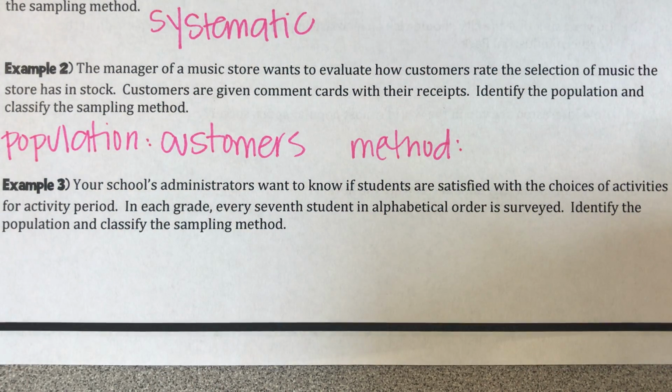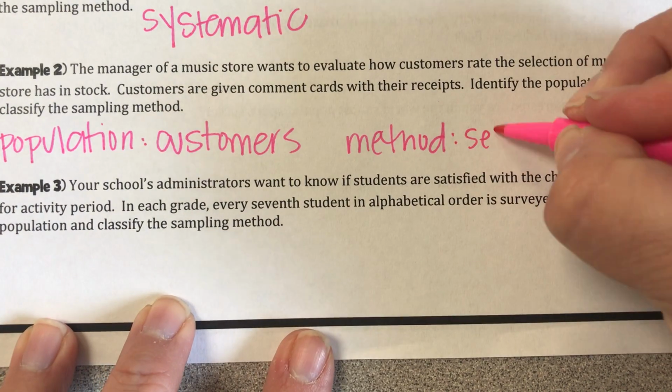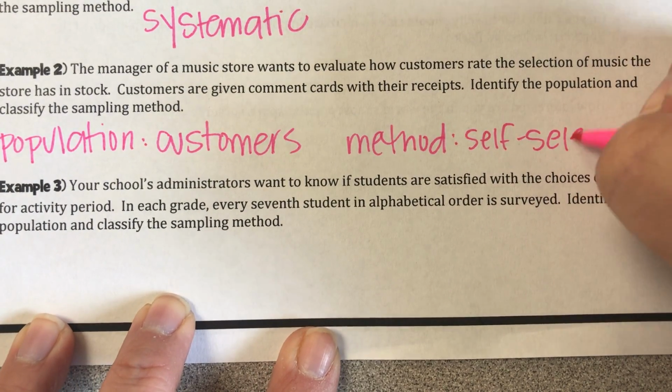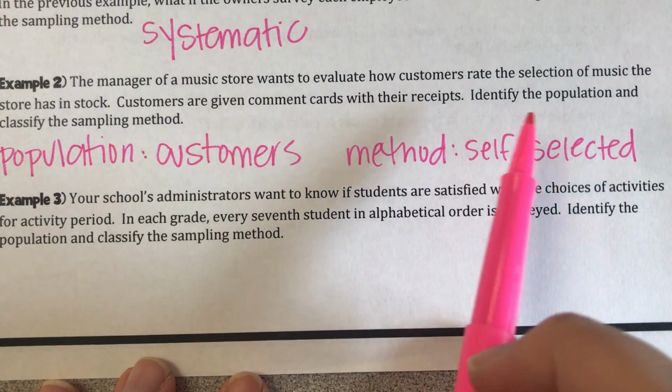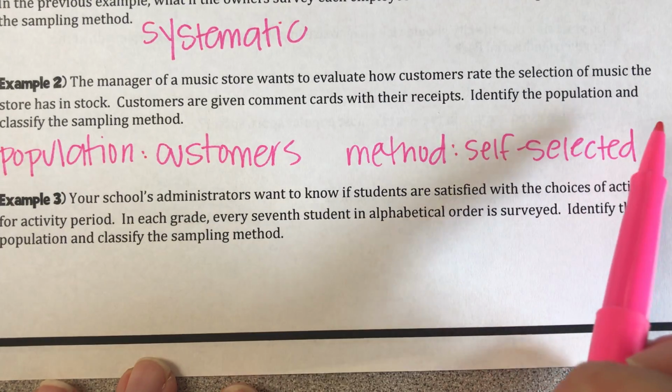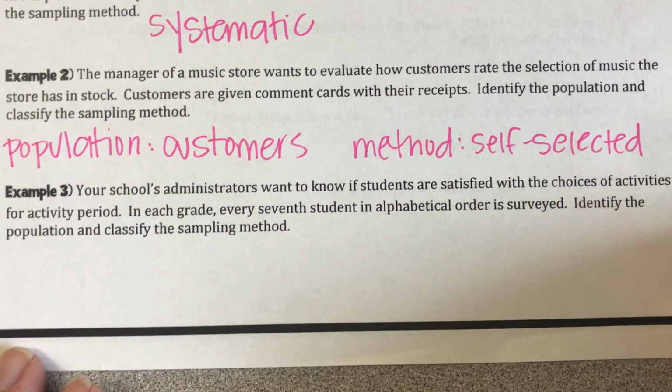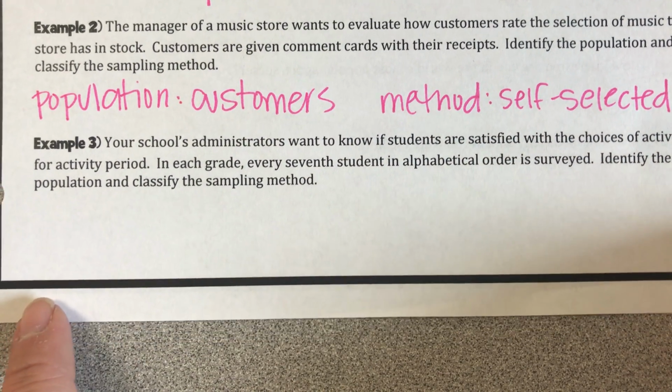And the method, right, which method are they using? That would be self-selected, right? If you want to give feedback, or how do you rate this selection of music? If you want to give feedback, you can turn in that comment card, but you don't have to.